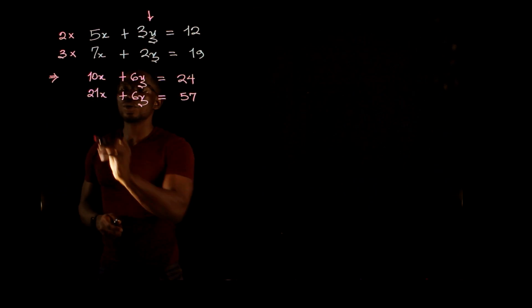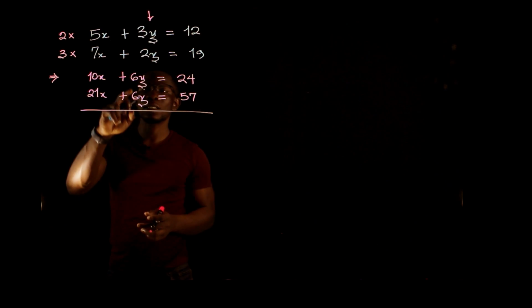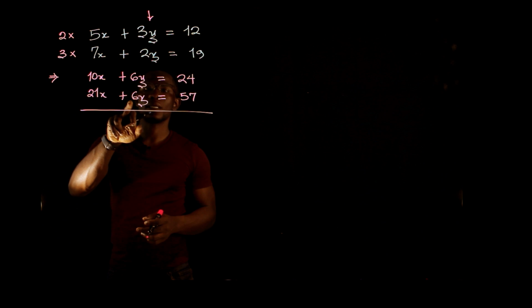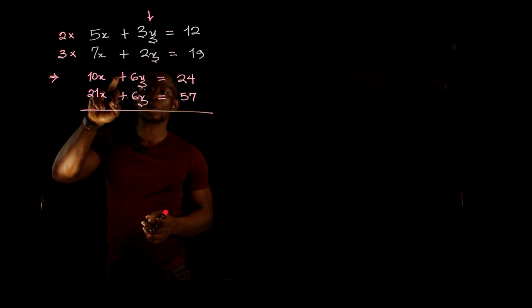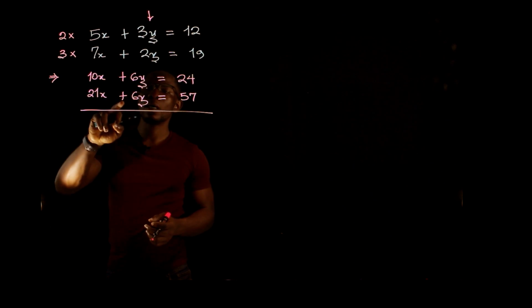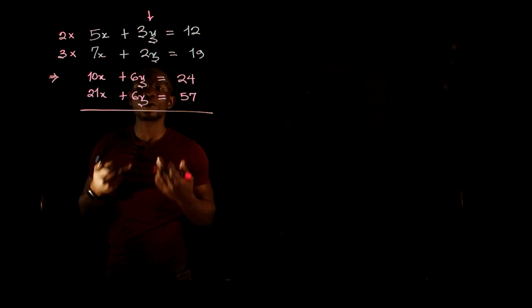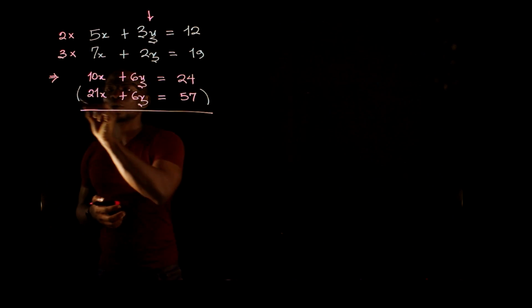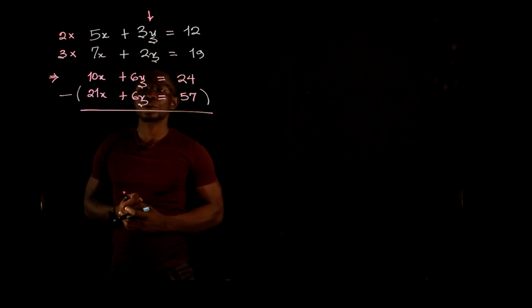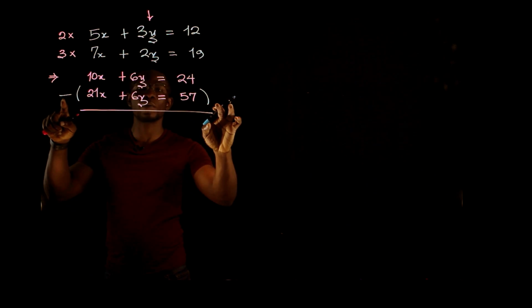So the next thing to do is to find a way of combining these two equations such that we're able to eliminate our y. So how do we do that? Now we cannot add these two equations because if we have plus 6y plus 6y, that's going to give us 12y. So in this case, we would have to subtract both equations. Now, if we have a negative sign here, you know that's going to affect all of our components here.